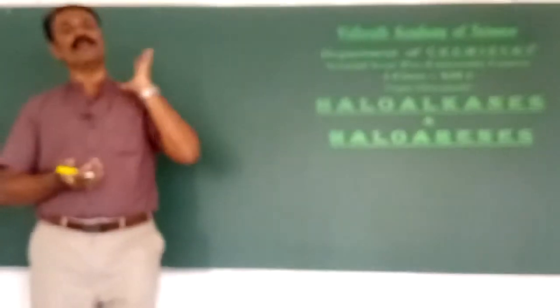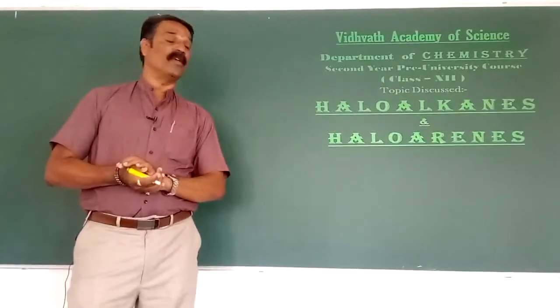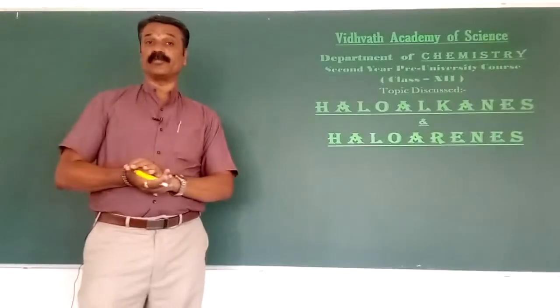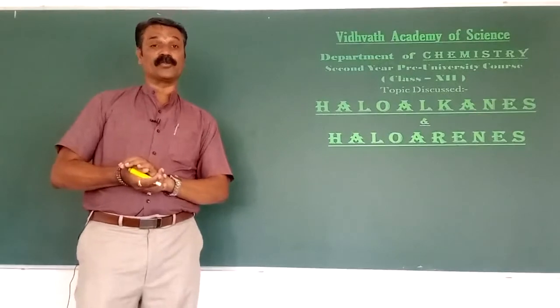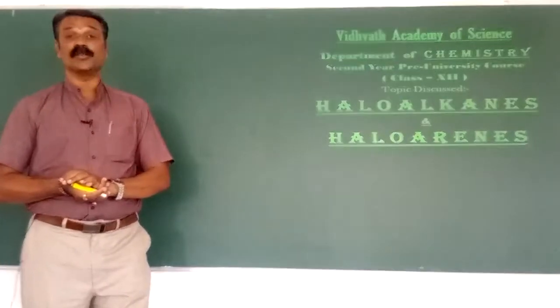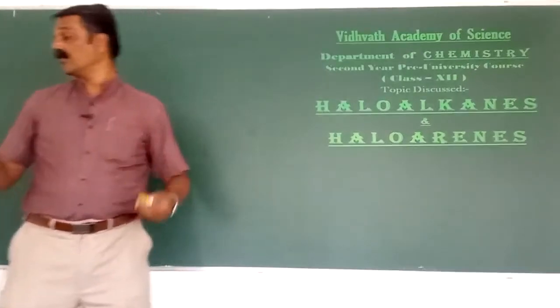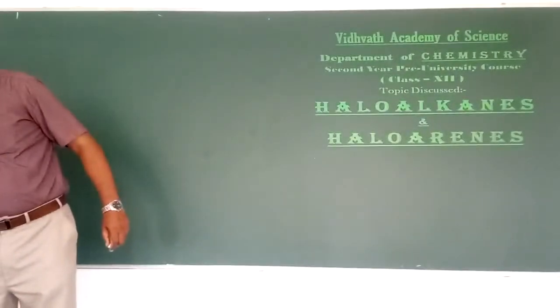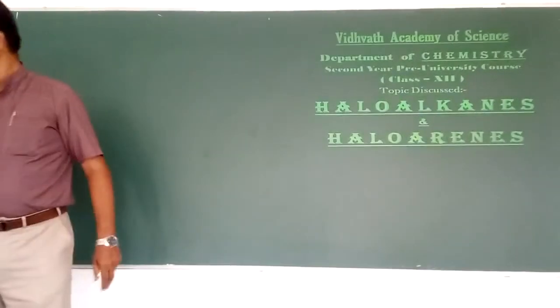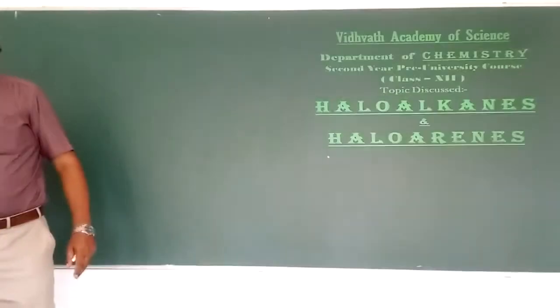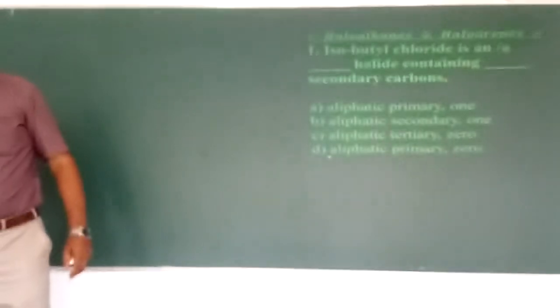So now we will directly move on to solving some multiple choice questions related to this first organic chapter of the class 12, or the second PU. Let us start first. The first one: isobutyl chloride is an dash halide containing dash secondary carbons.